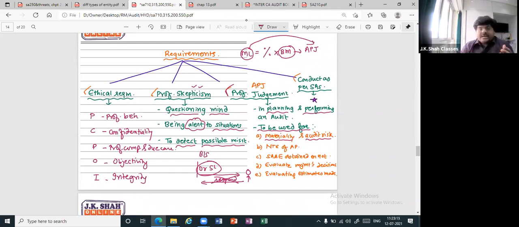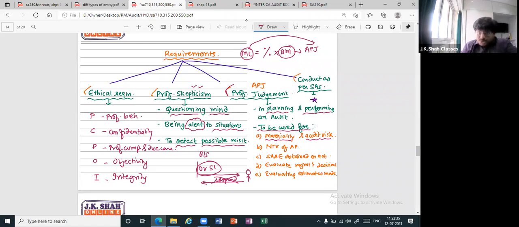Can I say if you have more material information, then ultimately audit risk will be lesser and vice versa. Repeating, if you have more material information, audit risk will be lesser. But who is judging that? Auditor. So depending on the materiality, his audit risk also will be assessed.